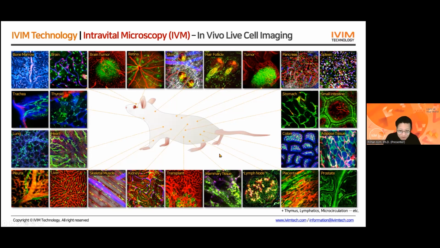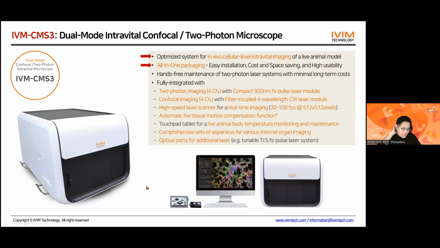Again, I'd like to emphasize that all these images were obtained from the live anesthetized mouse model in vivo. Let me spend some time to introduce the key features of our intravital microscope system. This is the IBM CMS3 model, a dual mode intravital confocal and two-photon microscope system. It is very much optimized for in vivo cellular-level intravital imaging of a live animal model, as I showed in previous slides. It has all-in-one packaging, so everything is inside this single box. It is easily installed anywhere inside the lab or even in the animal facility.